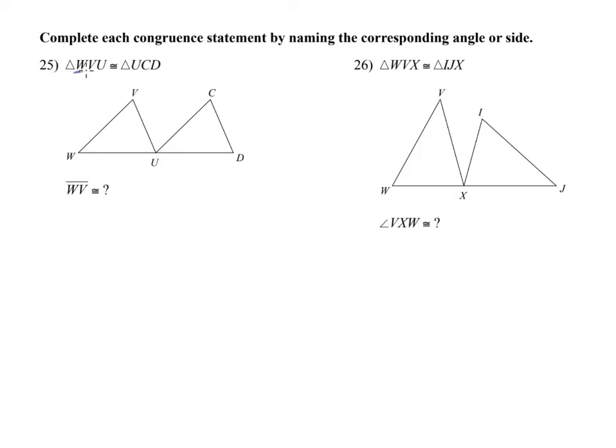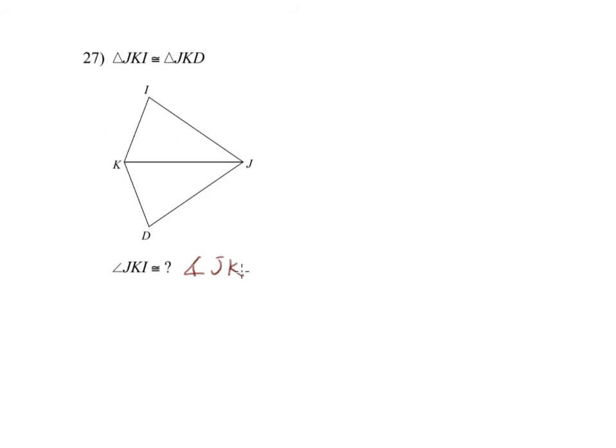Okay, we're going to complete the congruency statement, so we're going to look at the names. So WV is congruent to UC, angle VXW is congruent to angle JXI. Okay, angle JKI is congruent to angle JKD.